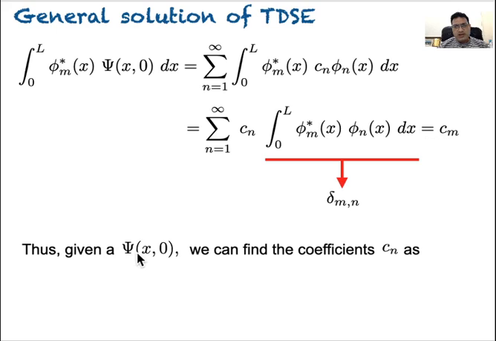So for a given psi of x at 0, the way to find the coefficient Cn is to multiply this psi of x at 0 by phi n star of x and integrate from 0 to L over dx. This is the way to find the coefficient.